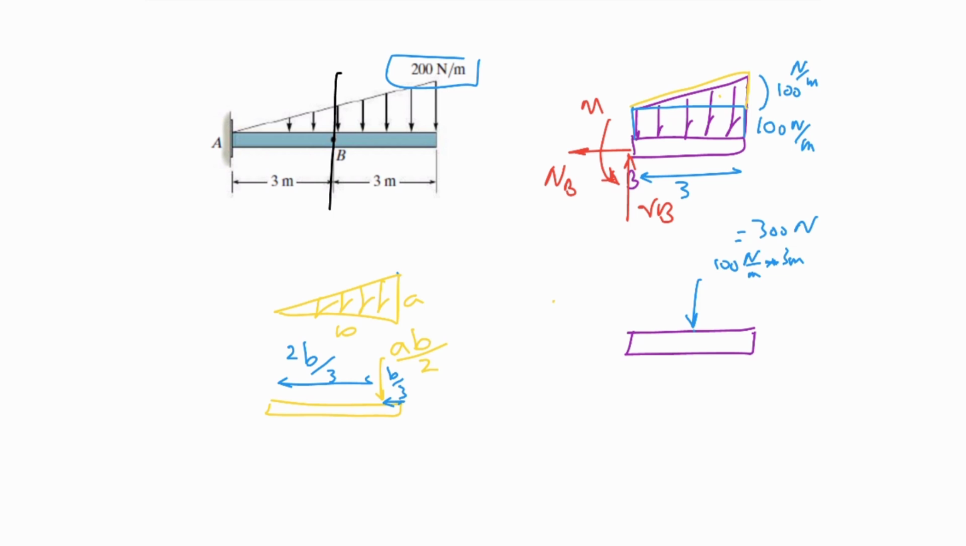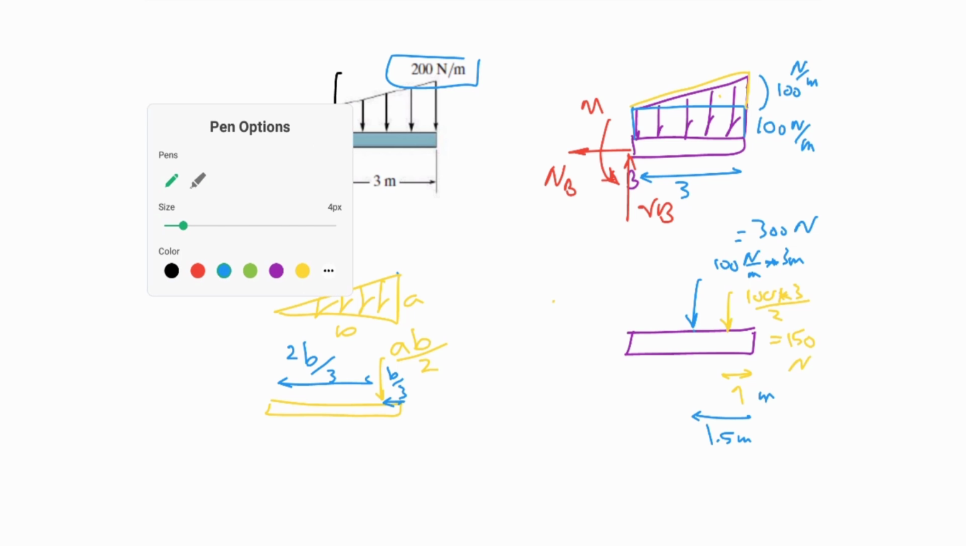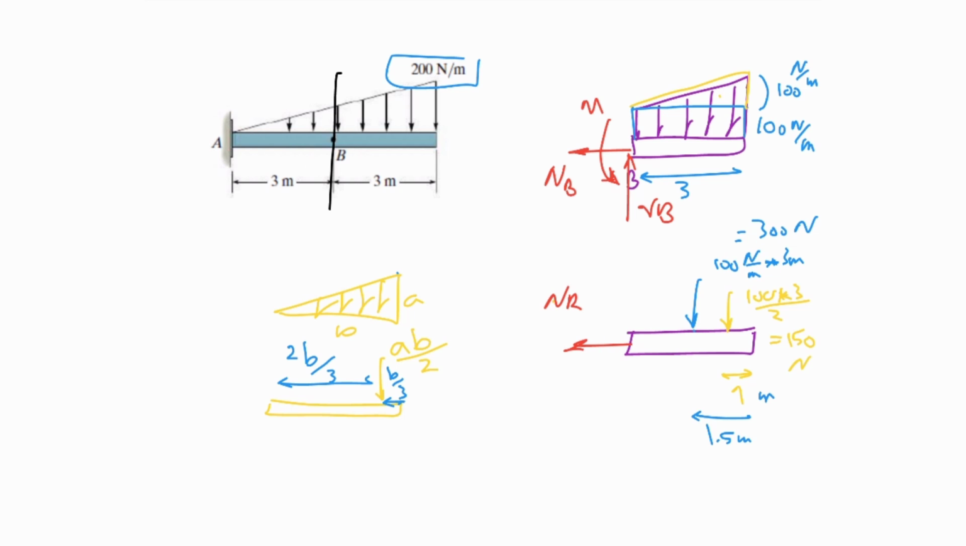Then instead of that single triangle, I just put a force here, which is 100 times 3 over 2, and the unit is Newton at the end, and this would be 150 Newtons. And I know this is 1 meter, and I know the blue one is in the middle, 1.5 meter. And right now I can put the reaction forces and solve that.